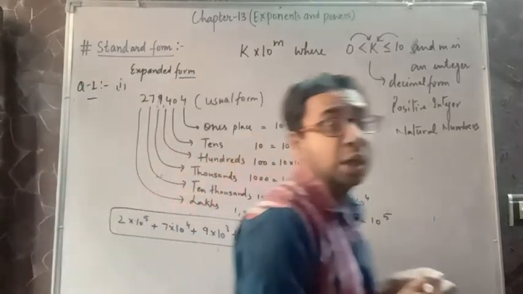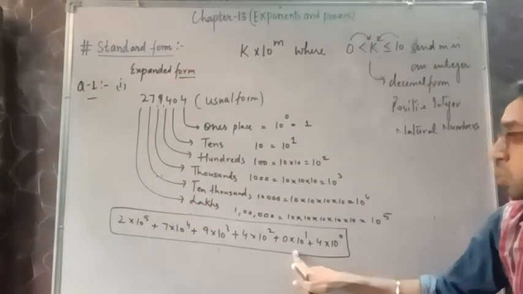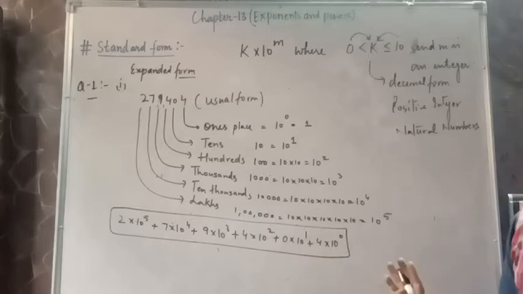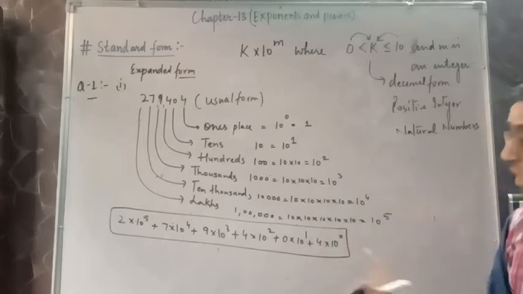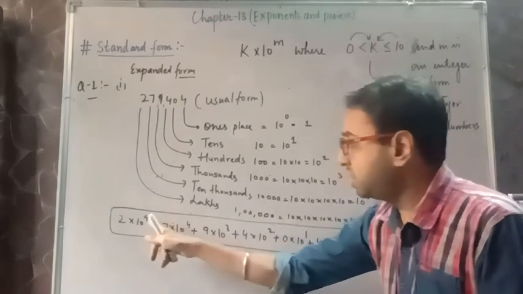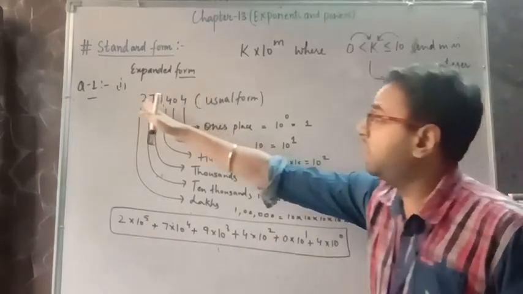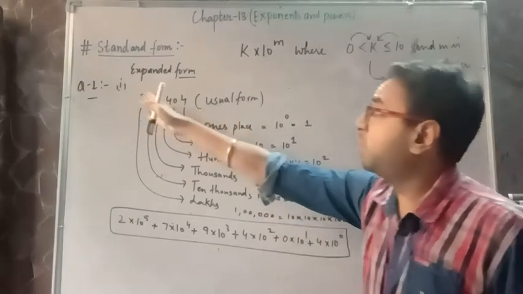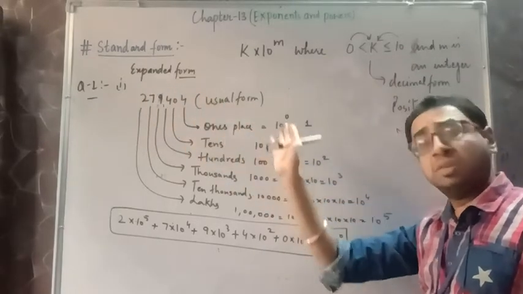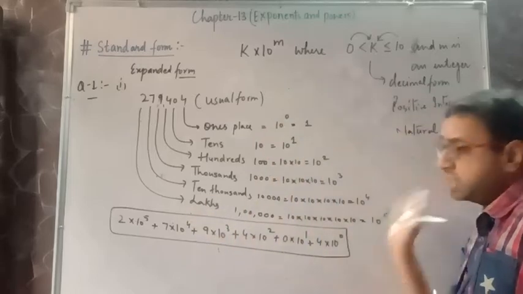Are we clear? You will include this 0 also. Though we know that 0 into anything is 0, you will not exclude it. You have to write it. It's a standard form. At least every place should be visible. You know the rule: what is happening? Decreasing. We are going from lakhs to 10,000, then 1,000, then hundreds, then tens, then ones. Here also the same thing is happening.